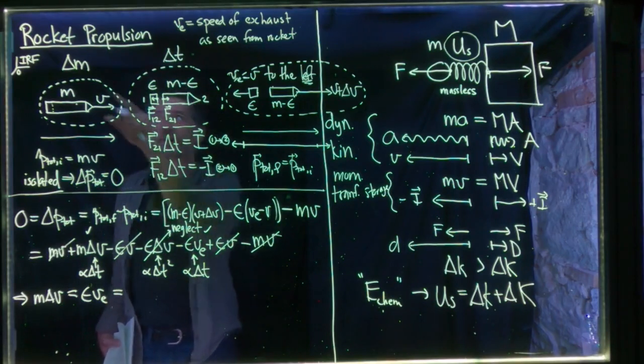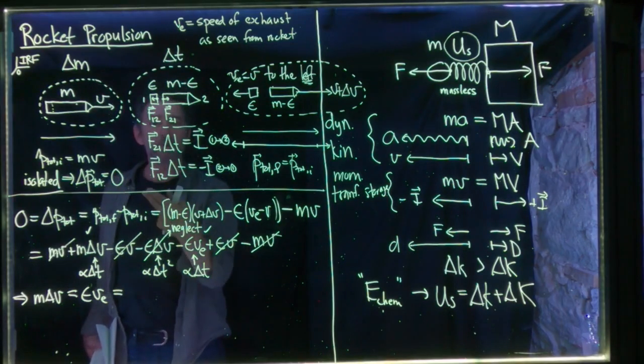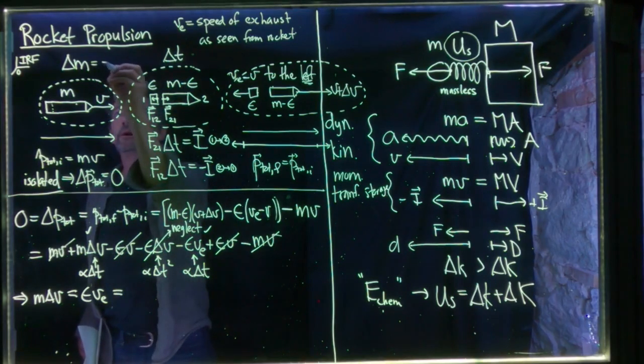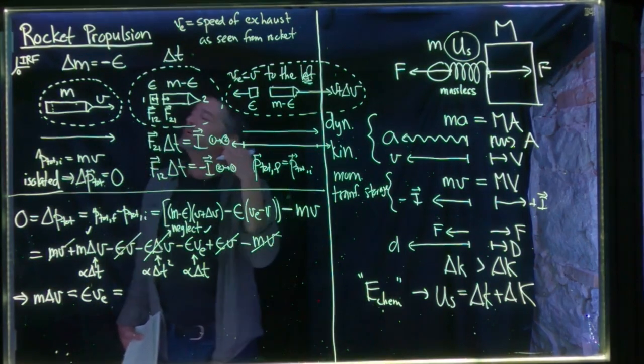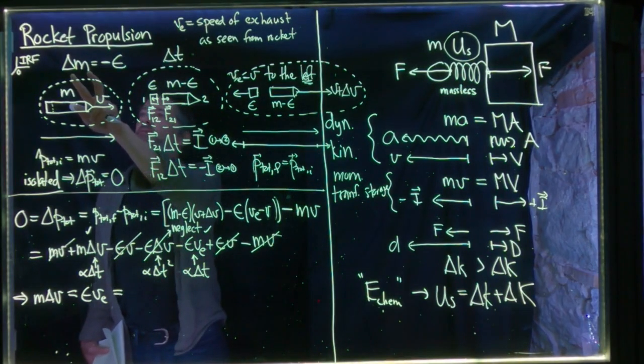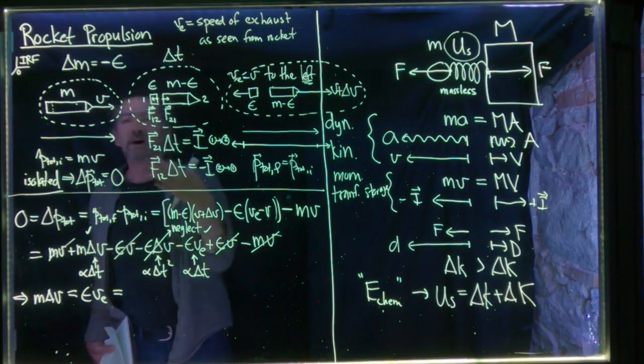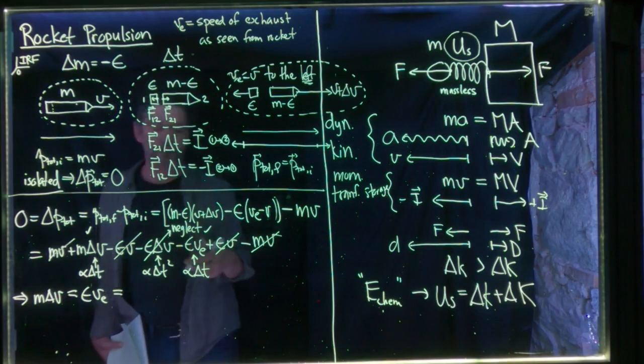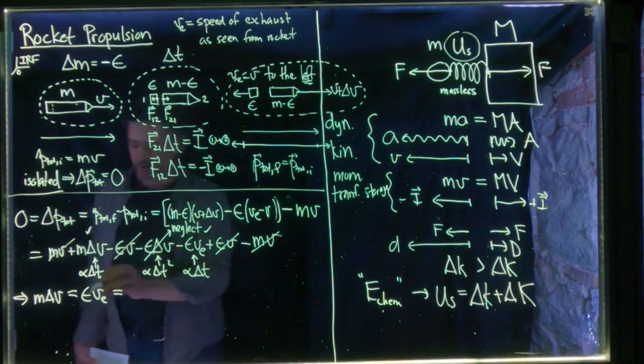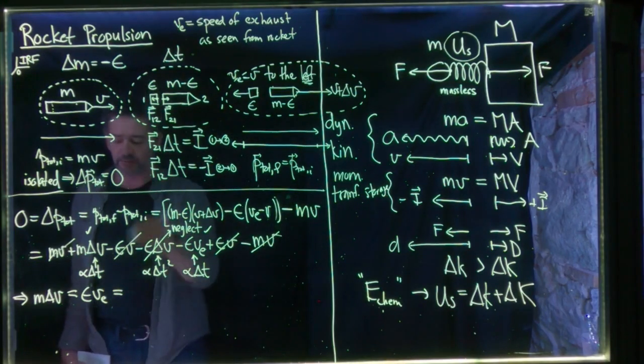The mass of the rocket went down. By how much did it go down? Well, the positive epsilon. So delta m is negative epsilon. The mass of the rocket changed, it went down. The change in mass is negative. How much is it? Well, it's negative epsilon. So epsilon is the same as negative delta m.